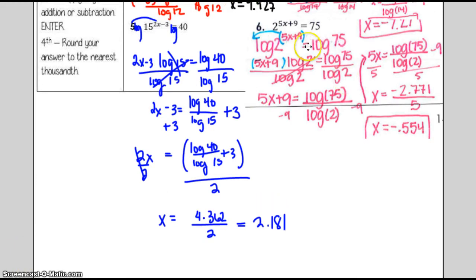All right, and for number 6, the last one, log on both sides. We're going to move the exponent out. We are going to divide by the log 2. Since it's being multiplied, undo with division here. That cancels it there. We have 5x plus 9 left on the left equals log 75 divided by log 2. Next, get rid of the 9 by subtracting it. And then last step, divide by 5. So make sure you do the division of the logs, then the subtraction, and then the division, following in that order. And you should have gotten negative 0.554.